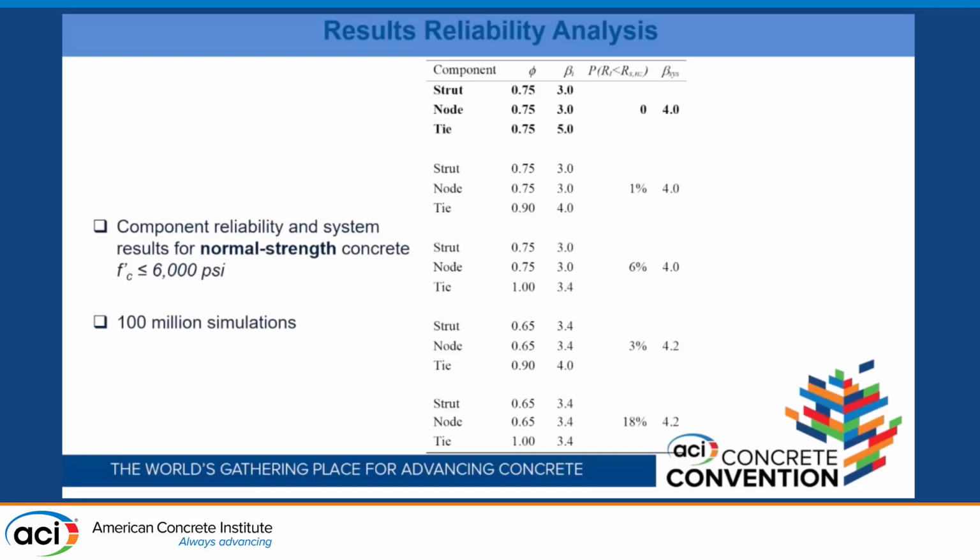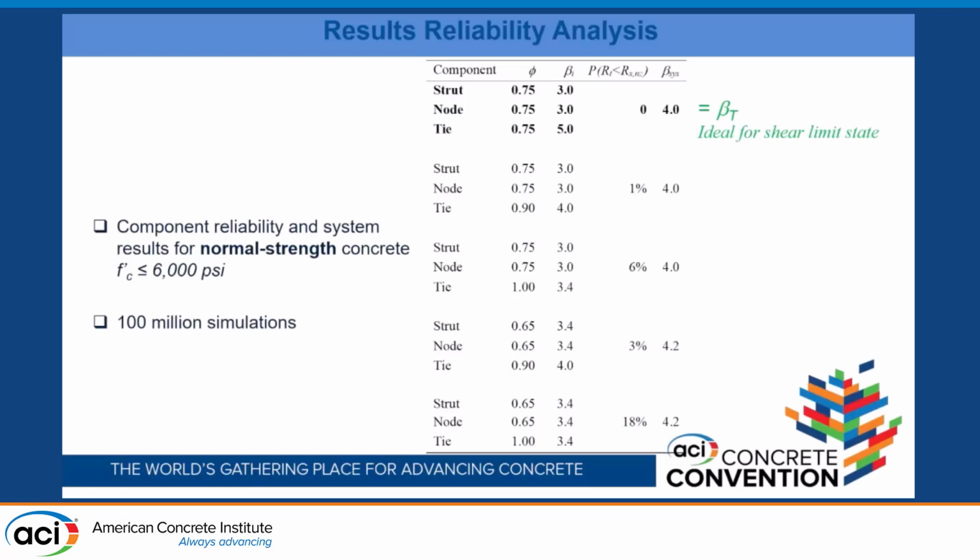And the column that says P(RT < RSNC) is essentially the probability that the failure will start by yielding the tie. So let's call it the likelihood of observing a ductile failure mode. So current practice gives us a system reliability of 4, which is actually great. Since this method has not been calibrated based on reliability before, it was surprising that it actually went to 4. That's great.